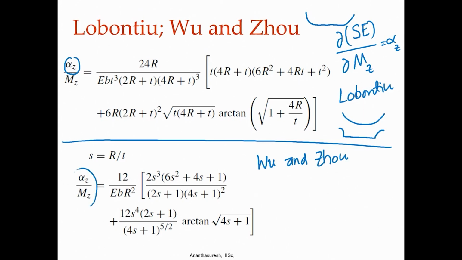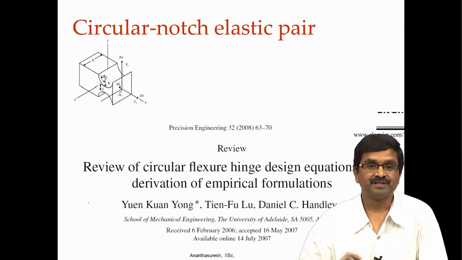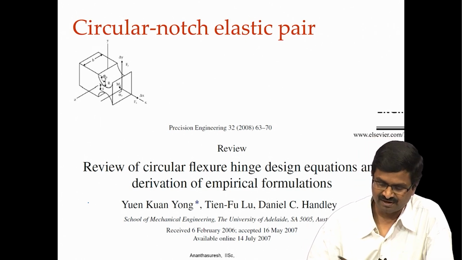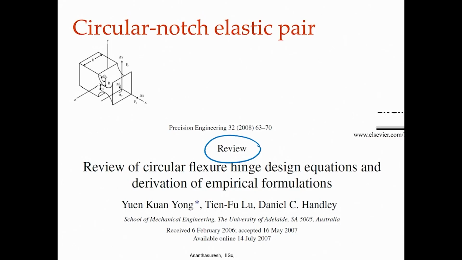Okay. So, he also has this alpha z by mz or 1 over kappa. Now we have Paros and Weisbord, Lebontio's formulae as well as Wu and Zhao, and there are a few others. So, there are a lot of approximate formulas, and when there are so many, somebody would write a review paper, and that is what has been done. There is a review paper comparing, not all the elliptical, hyperbolic shapes that Lebontio covered in an entire book, just circular flexure hinges, what we talked about, such as this. Okay. How do these things compare?